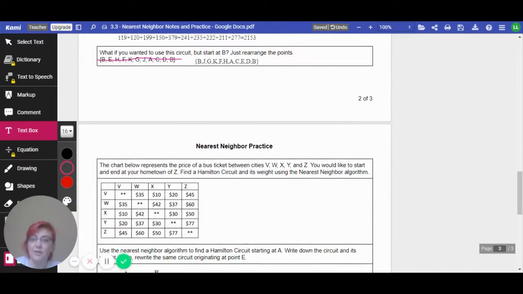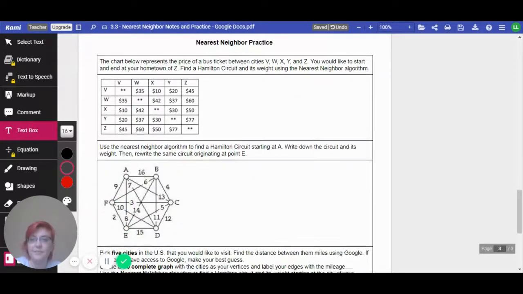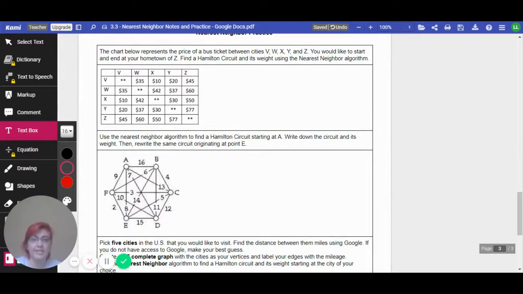Okay, let's do some practice. Here we have the price of a bus ticket between cities V, W, X, Y, and Z. We're going to start and end at Z. Find a Hamilton circuit and its weight using the nearest neighbor algorithm. Okay.